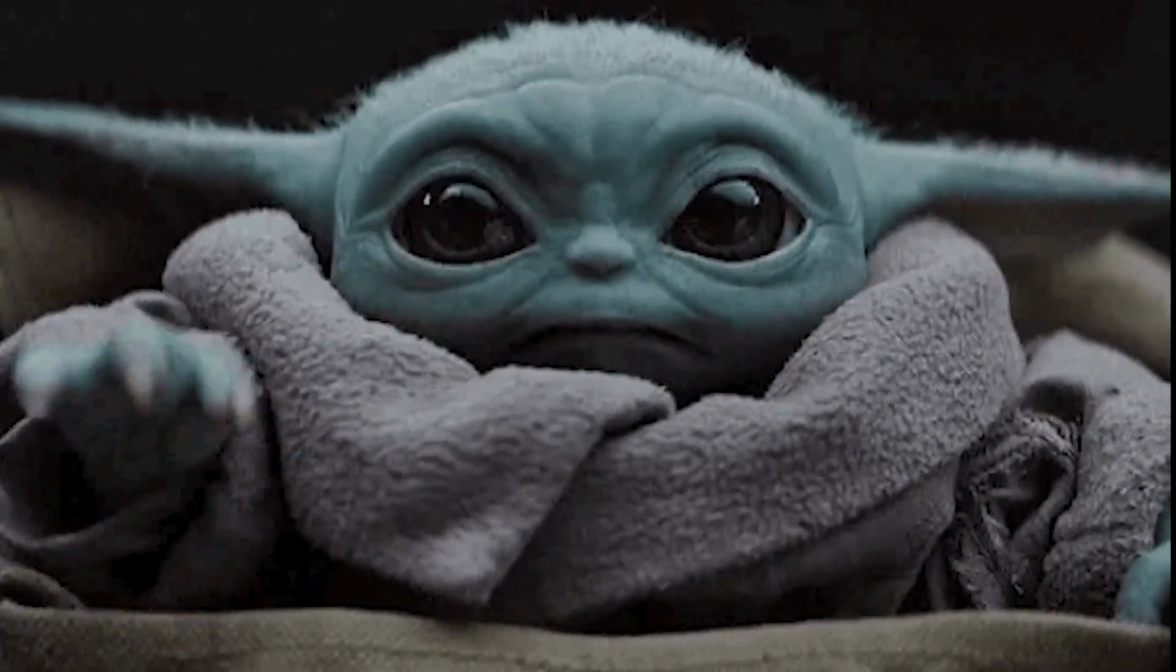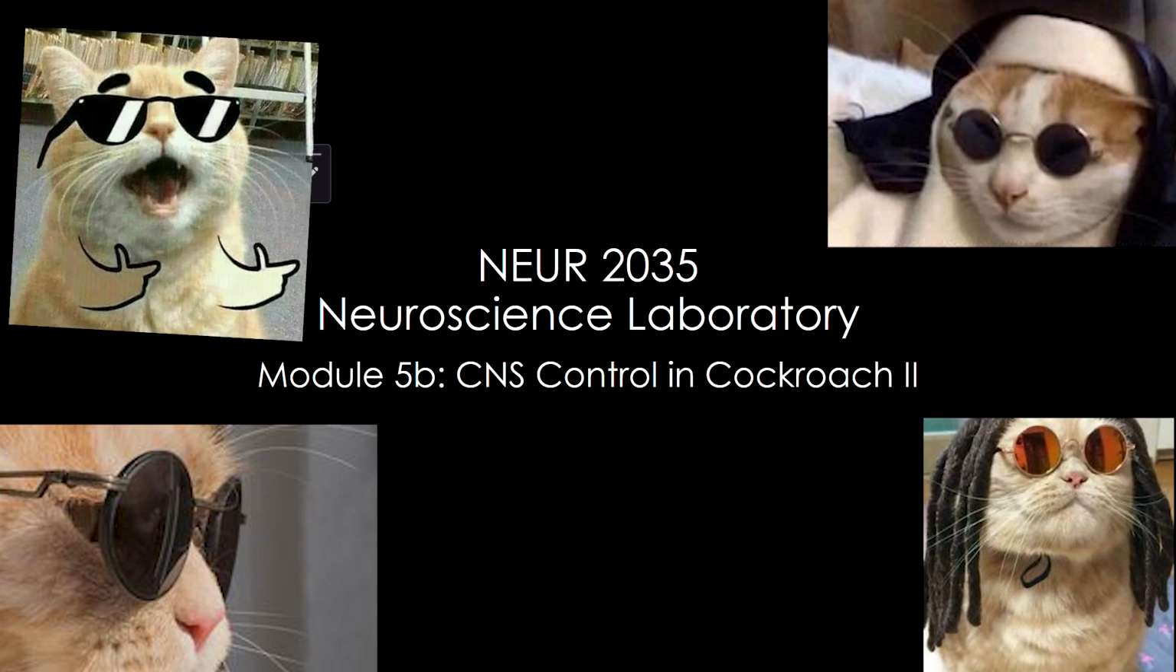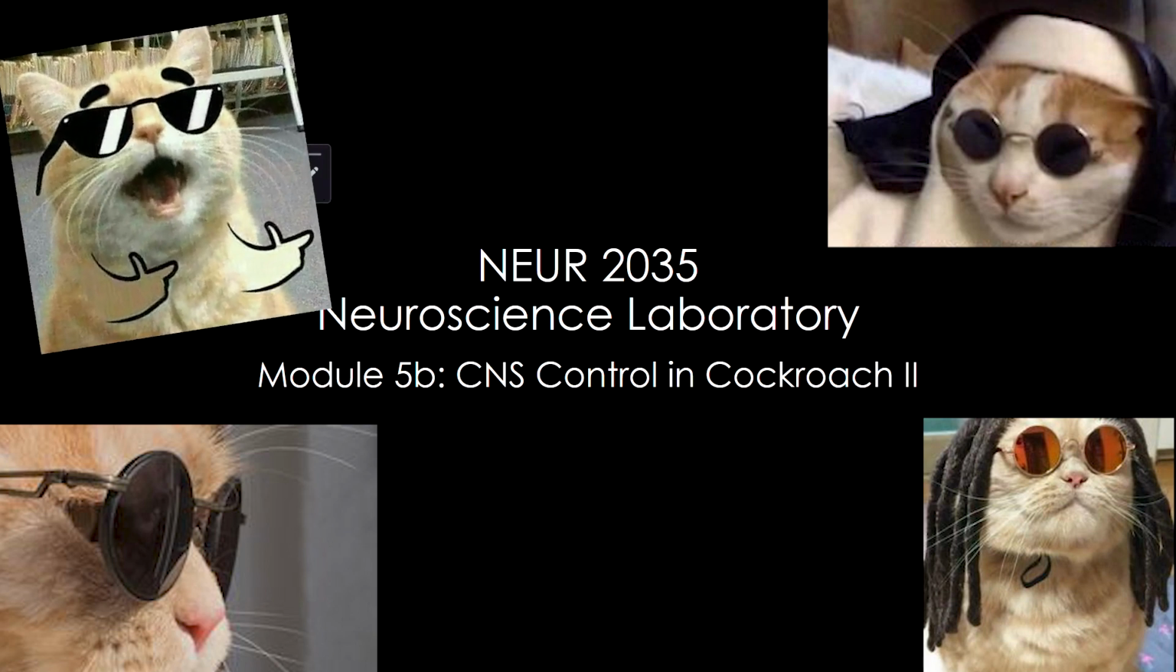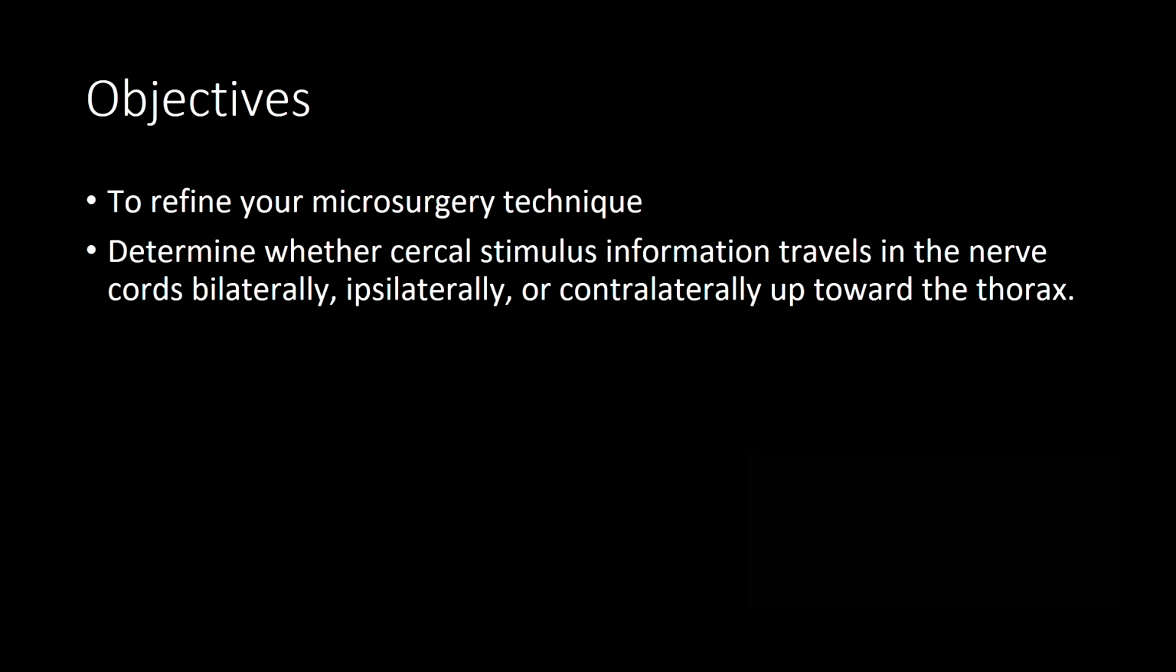Hello everybody, this is Dr. Fu again. This week we're going to take a look at module 5B, which is the CNS control in cockroaches part 2. And this week, we're going to design an experiment to decide if the cercal stimulus information travels in the nerve cord bilaterally, ipsilaterally, or contralaterally towards the thoracic.